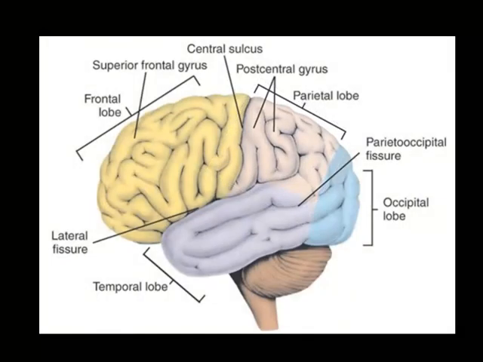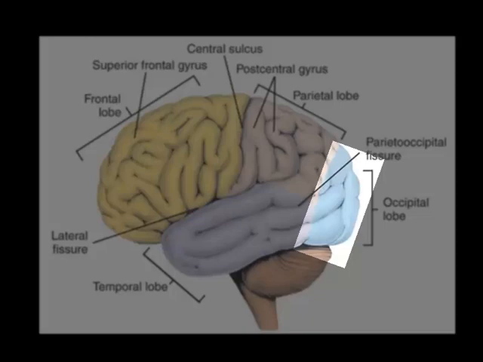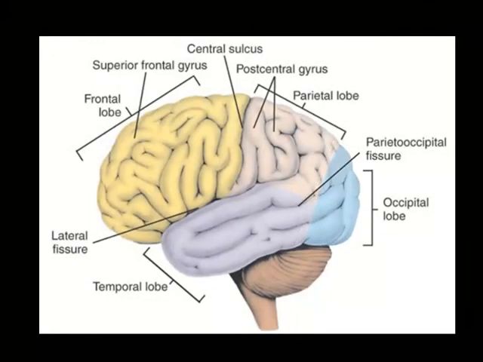The parietal lobe is the center of temperature, touch, pressure, vibration, pain, and taste perception. The occipital lobe is the most posterior, and it's primarily responsible for visual perception.